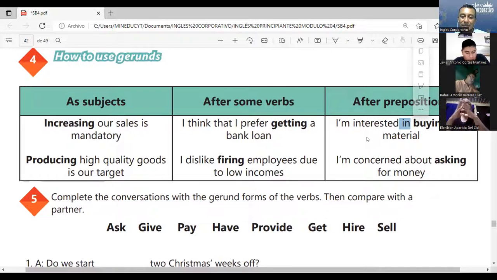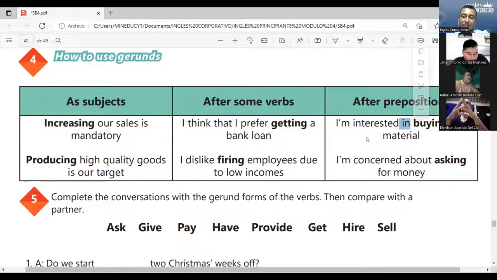Ay, no va a importar. Siempre se le va a agregar ing. Siempre. No, aunque el verbo sea un verbo irregular. Exacto, no importa eso de los verbos irregulares, futuro, presente, pasado, no. Lo que importa es si hay una preposición y que después de la preposición va el verbo con ing. Eso es lo que importa. That's the most important here. ¿Ok?